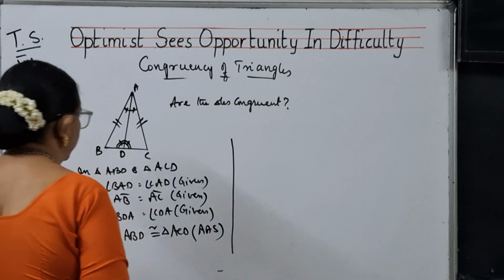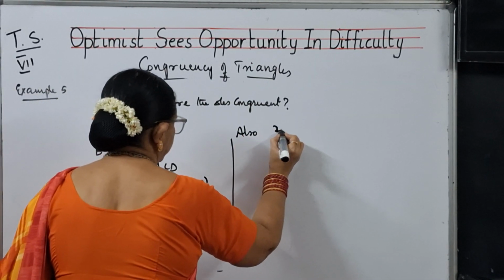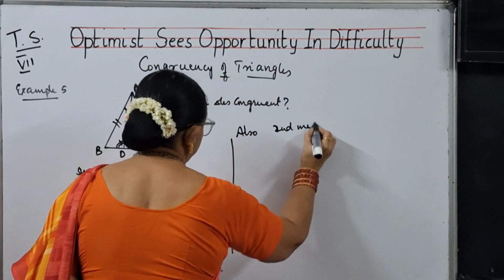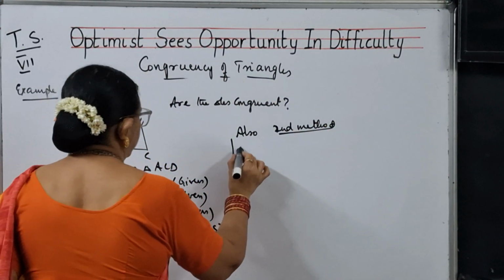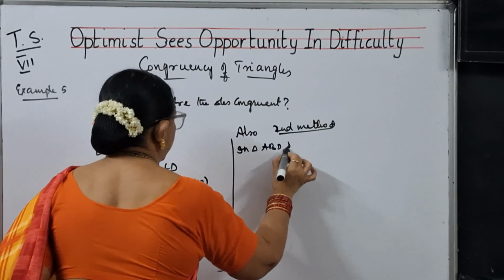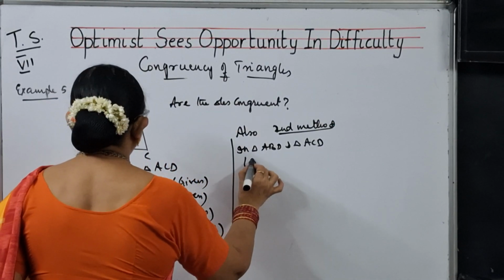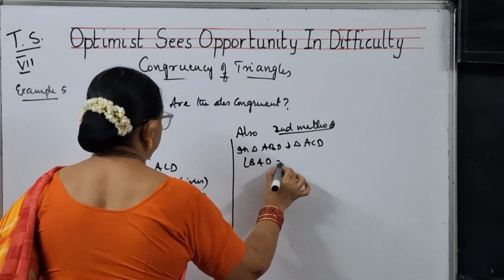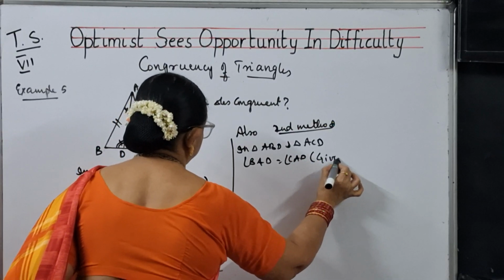How? Also, second method I can say. This is the second method if you want to prove in a second way. What you can say, in triangle ABD and triangle ACD, angle BAD is equal to angle CAD. This is given to us.